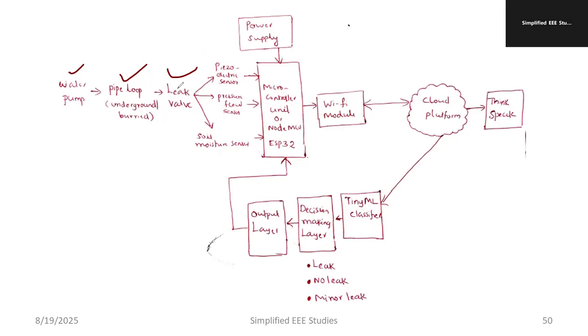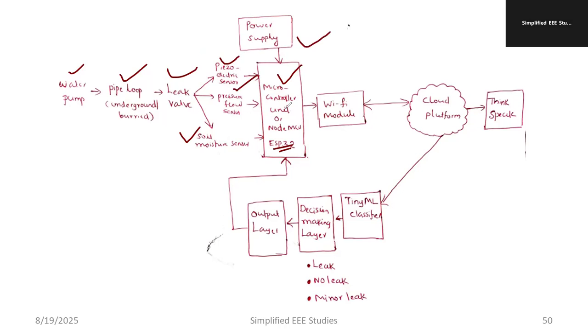Yeah. So then we need a piezoelectric sensor, a pressure flow sensor, and a soil moisture sensor. You have to keep them in different positions. All the sensor outputs are given to the NodeMCU or microcontroller unit. Here we are going to use ESP32. And for the power supply, even solar power can be used. It's optional, right?